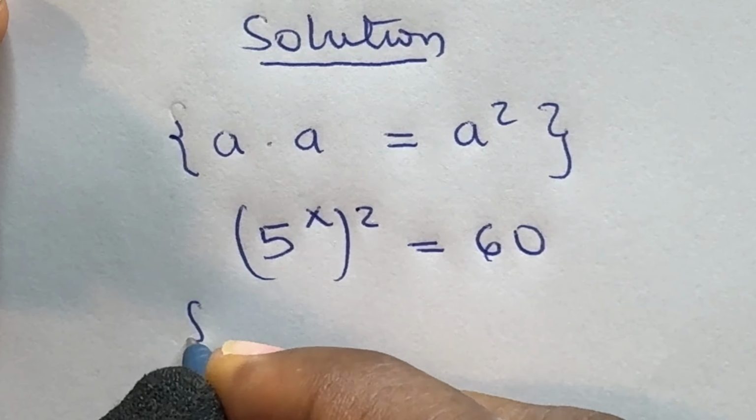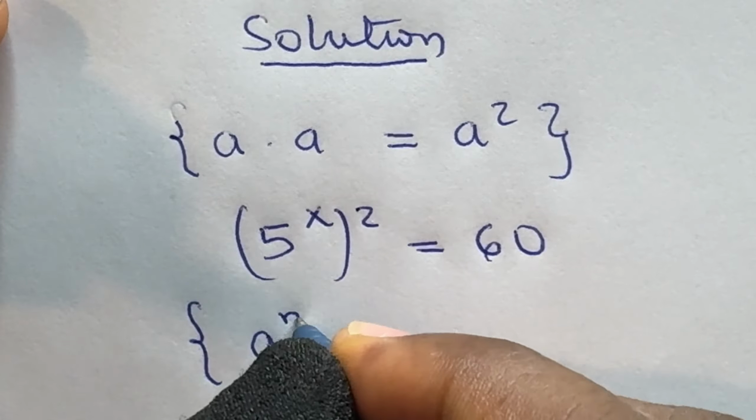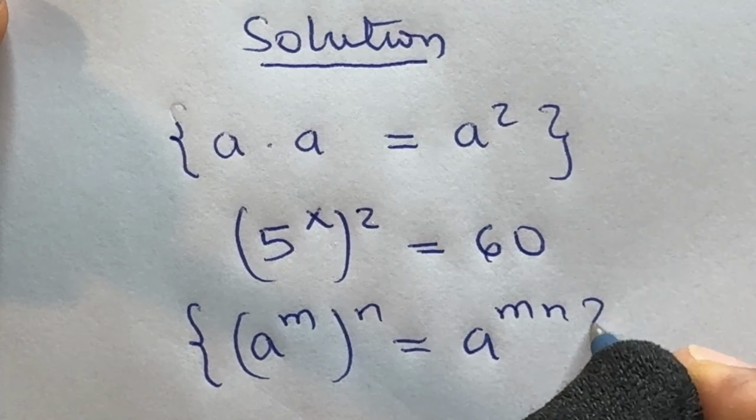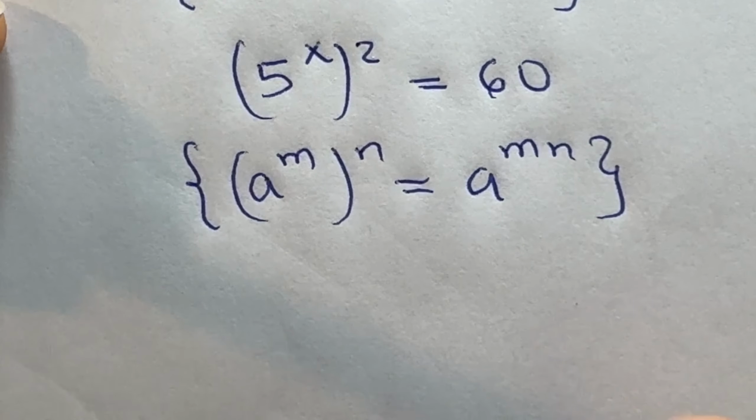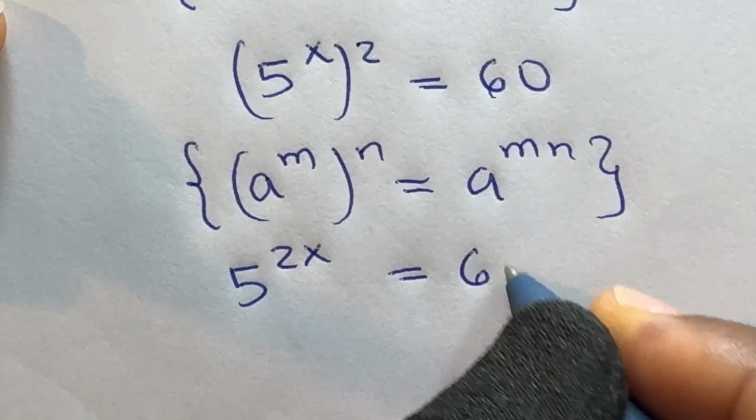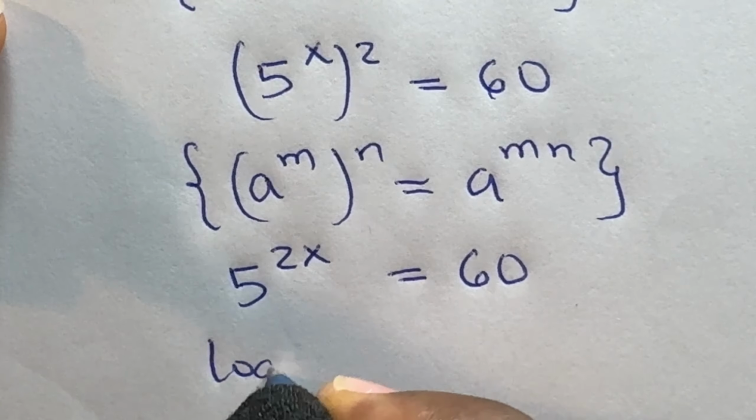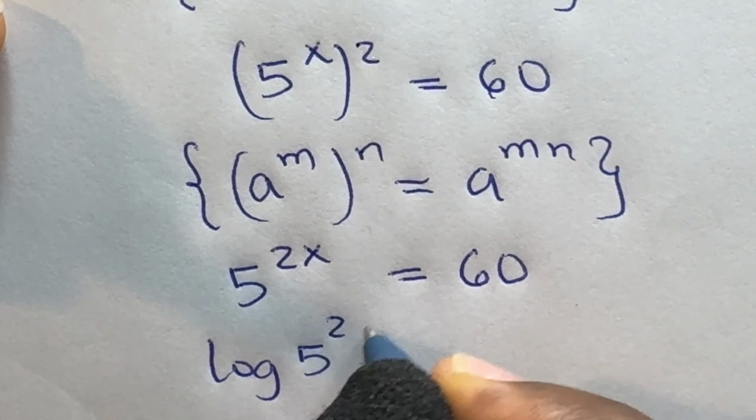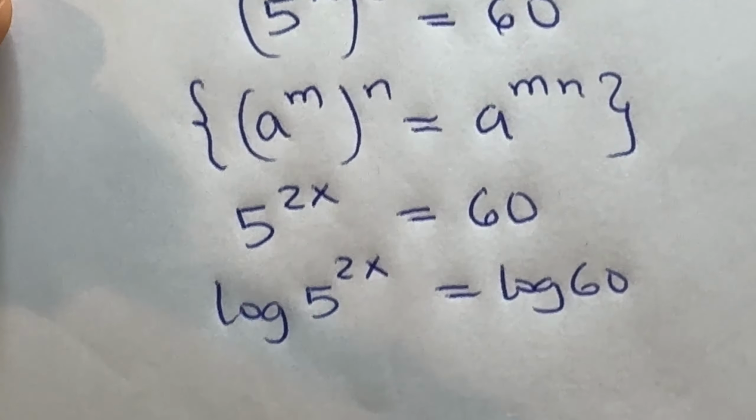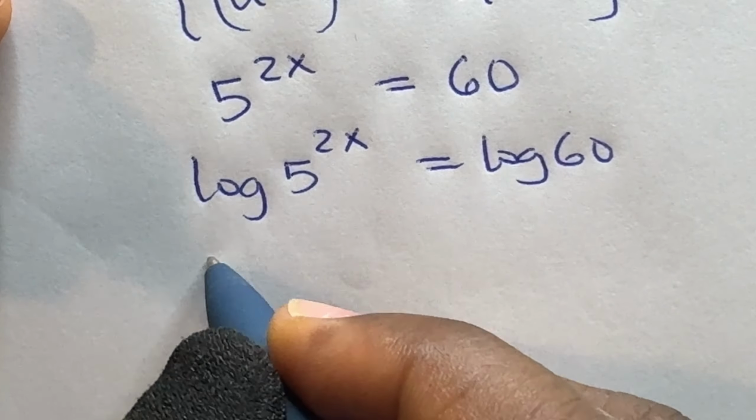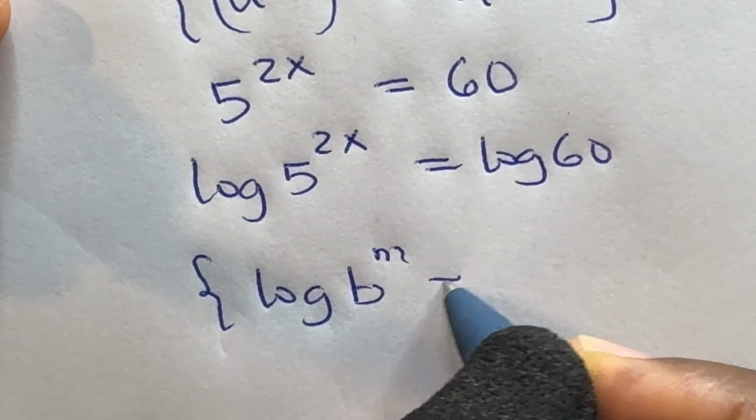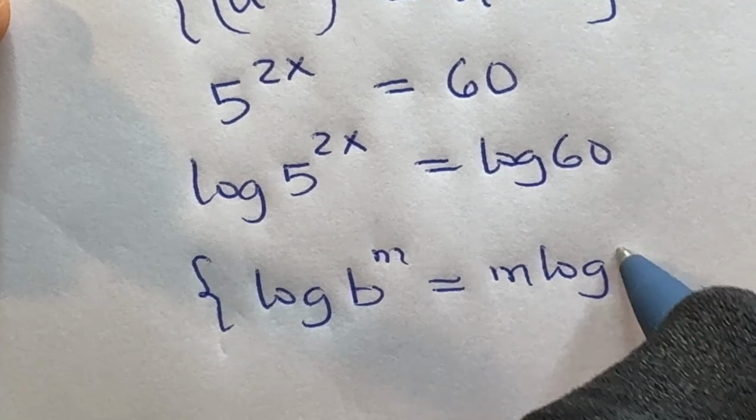In indices, that's going to give us (a raised to power m) raised to power n equals a raised to power mn. So we would have 5 raised to power 2x is equal to 16. I'll take the logarithm of both sides. Log 5 raised to power 2x is equal to log 16. And then I'll apply log b raised to power m is equal to m log b.